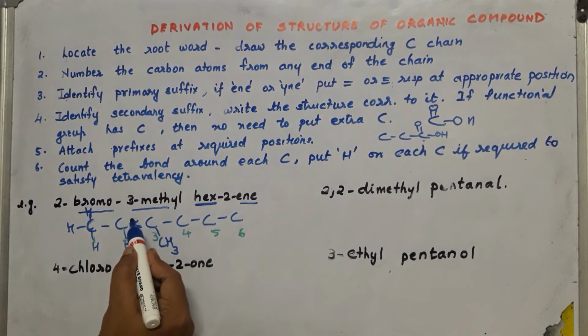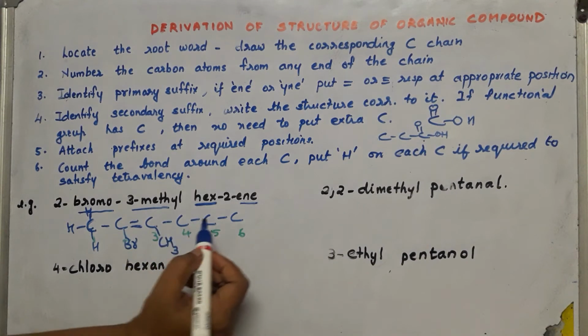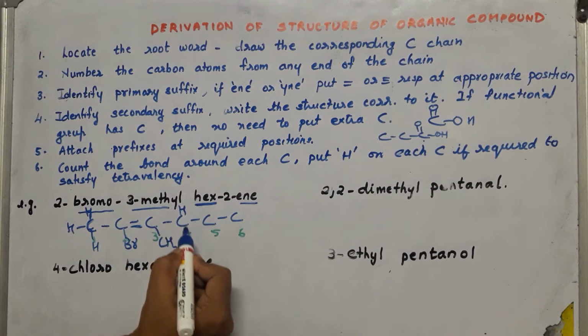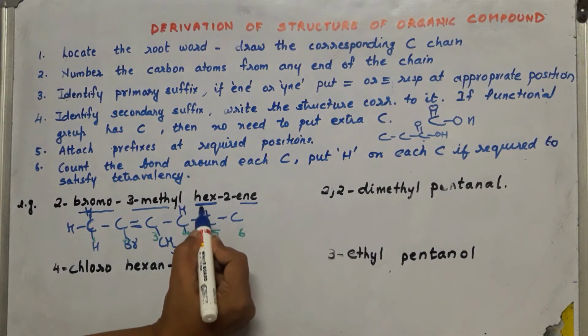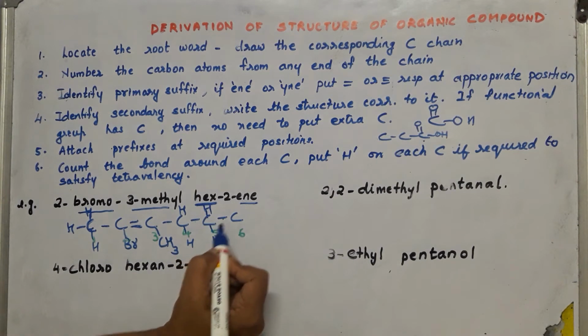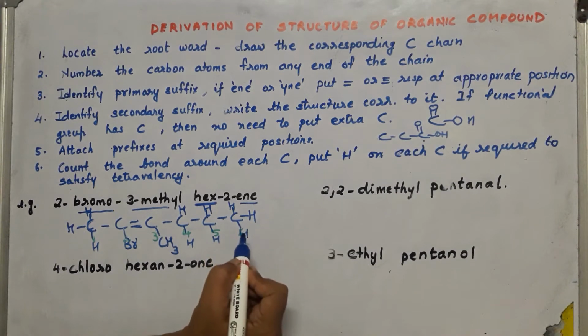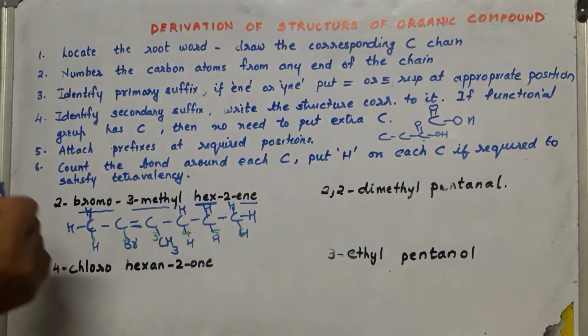Next, third carbon: 1, 2, 3, 4. It is also satisfying tetravalency. Fourth carbon: 1, 2. So you need 2 more hydrogen here. Now fifth carbon: 1, 2. 2 more hydrogen is required to satisfy tetravalency. Here also 3 more hydrogen has to be put. So this is the structure of the given compound.